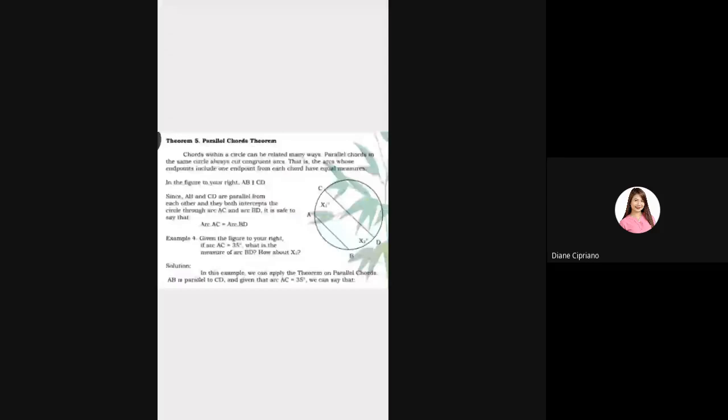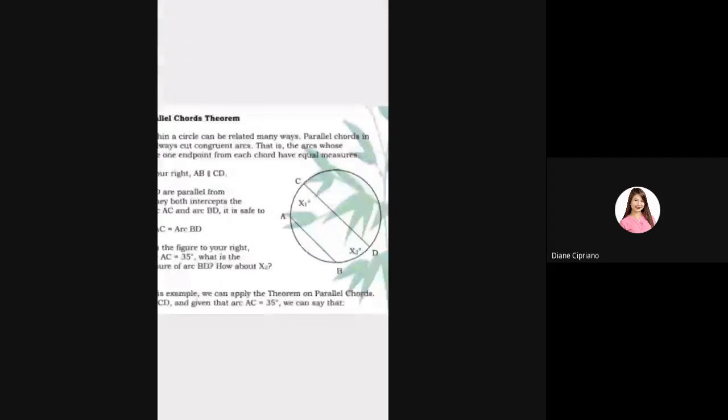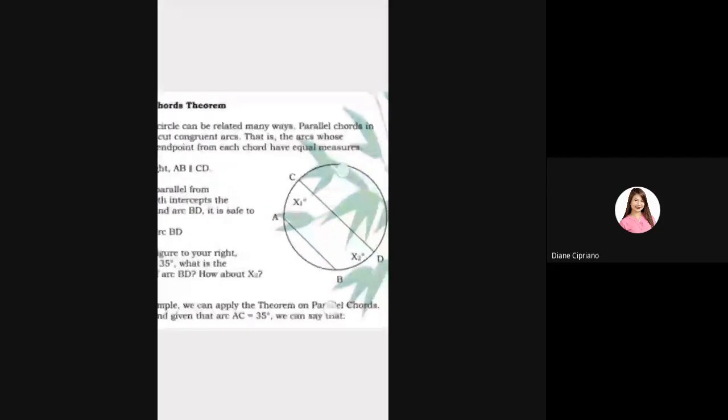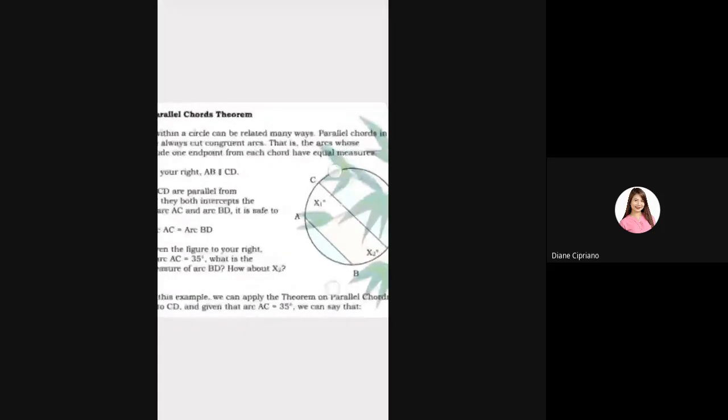So, for example, ang arc AC po ay ang measurement po niya is 35 degrees. So, supposedly ang arc BD din po ay 35 degrees. Ganun lang po kasimple.